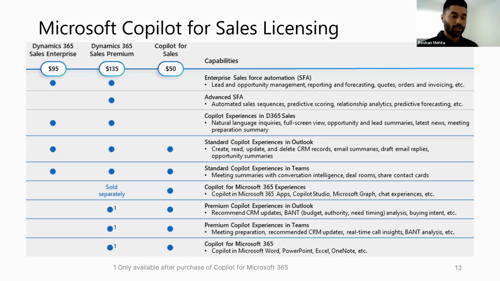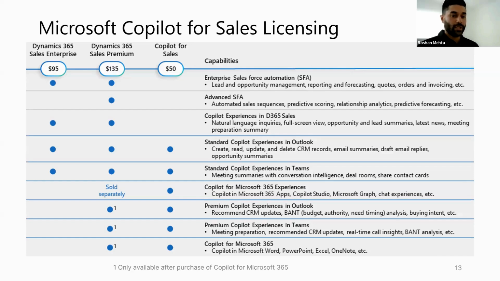Copilot for Sales is not included with any Dynamics 365 sales subscription. With a Sales Enterprise license, a Copilot for Sales license is also required. And finally, with a Sales Premium license, a Copilot for Microsoft 365 license is required. And this is about $30 USD per user per month.